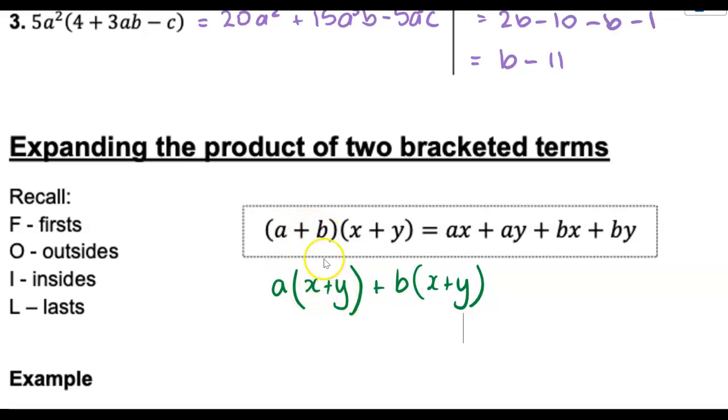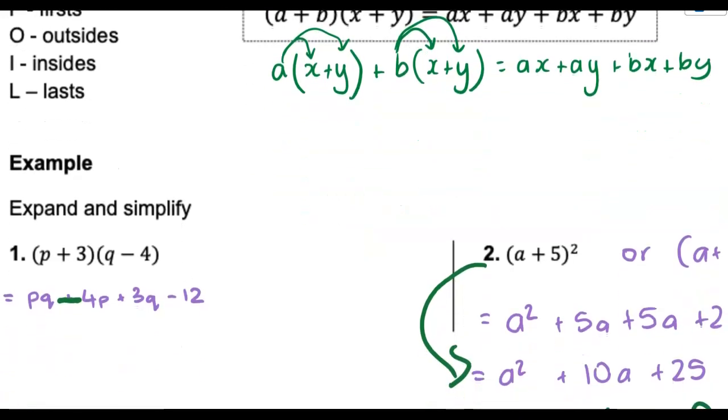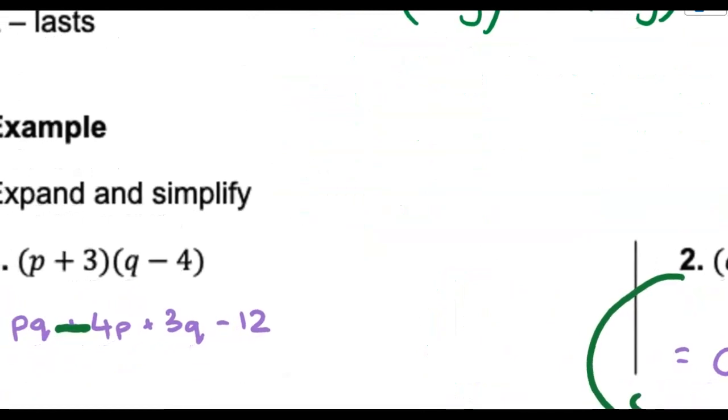So you can FOIL it, but I'd also like you to understand how this happens. Okay, and now that we've split that up, we just expand each bracket out. So we'll end up with ax plus ay plus bx plus by, which is the same answer as if you had FOILed that. So let's do that here as well. So there's the answer if you FOIL it.